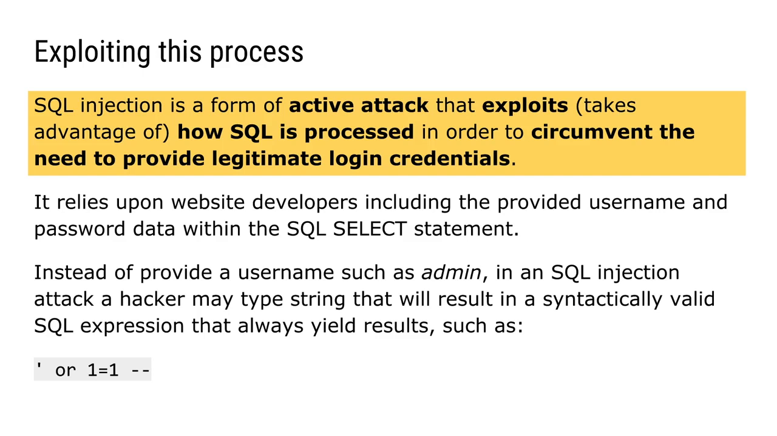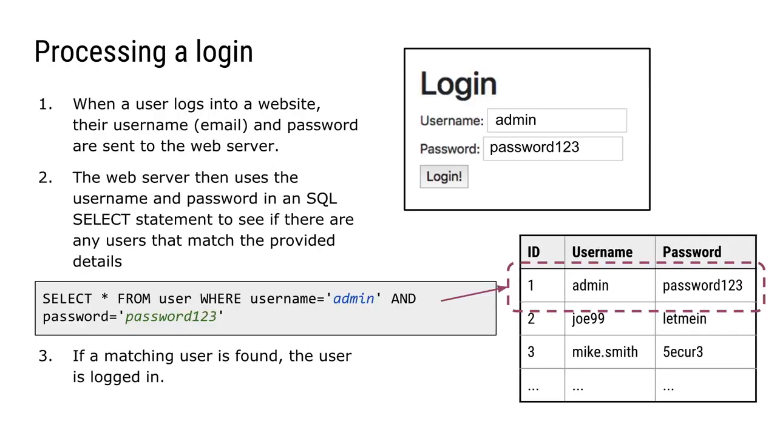Now, SQL injection exploits this process. It's a form of active attack on a network, and it exploits, which means takes advantage of, how SQL code is processed in order that it might circumvent the need to provide legitimate login credentials. So coming back to this example, it means putting some data in, either in the username or password field, that causes this SQL statement to change in such a way that you don't need to provide a valid combination of username and password.